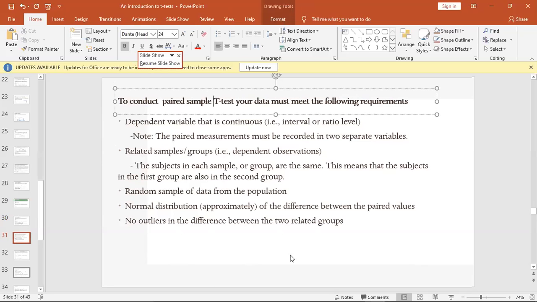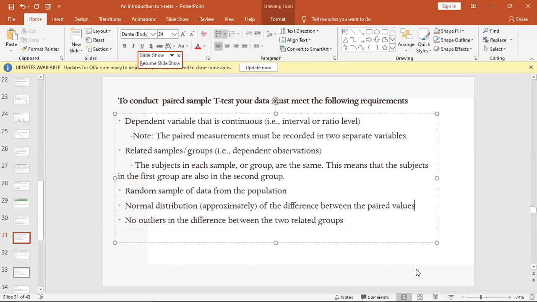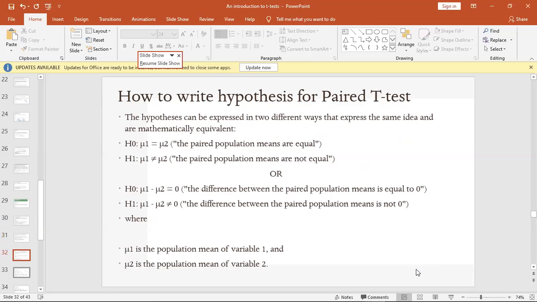Normally, you need to complete these assumptions before running the paired sample t-test. The variable should be dependent and normally distributed. There shouldn't be any outliers. And how to write the hypothesis for paired t-test, same as the previous one. You need to write the hypotheses, both null and alternative.